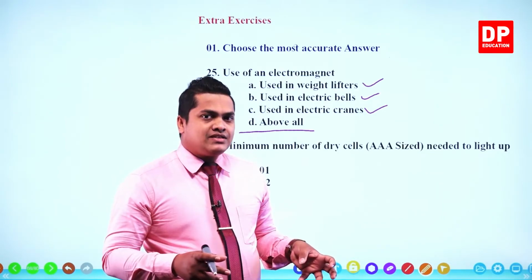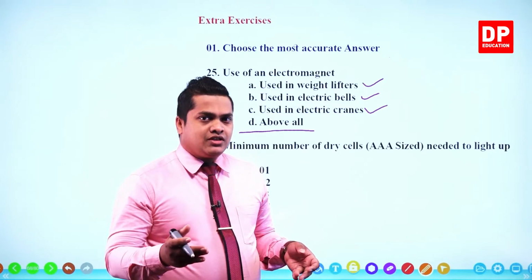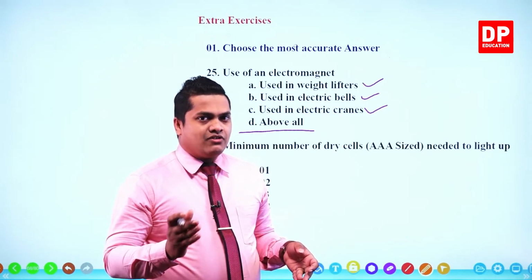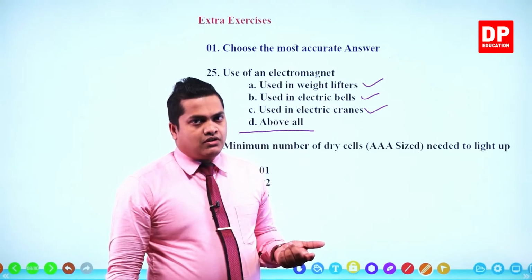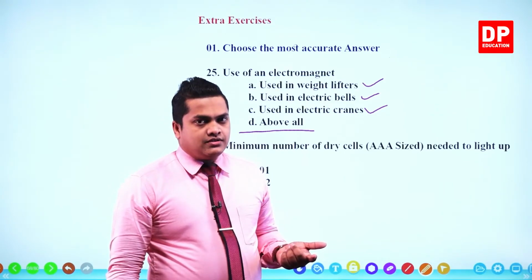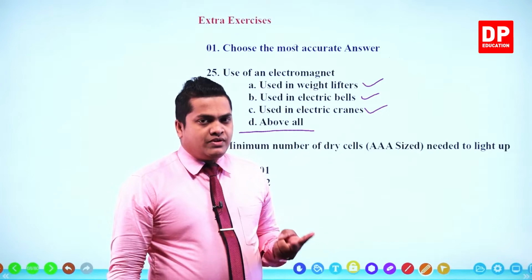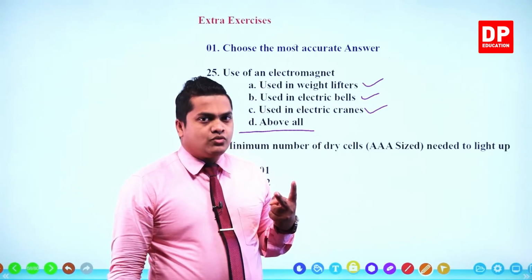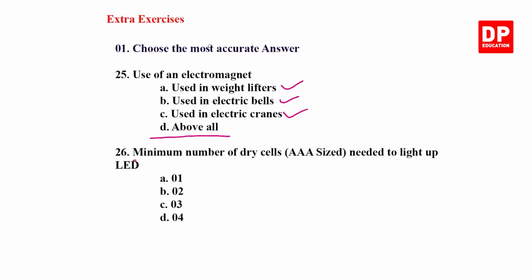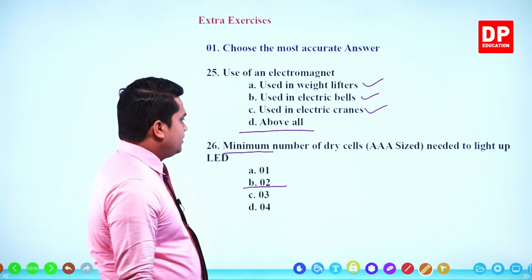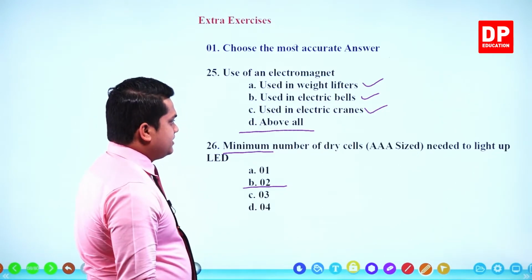In a normal dry cell, the maximum potential given out is equal to 1.5. So therefore, we can't light it up by using one dry cell. So there should be at least 2 dry cells. They are asking about the minimum number of cells, so it is 2. Minimum number of dry cells is 2.